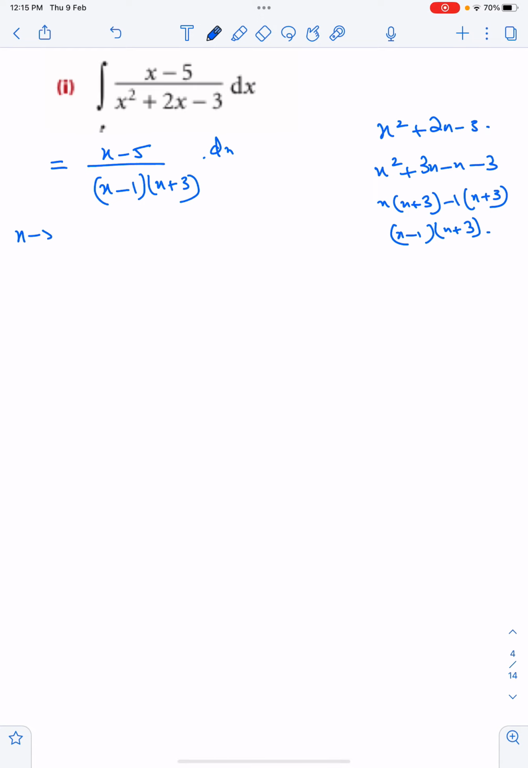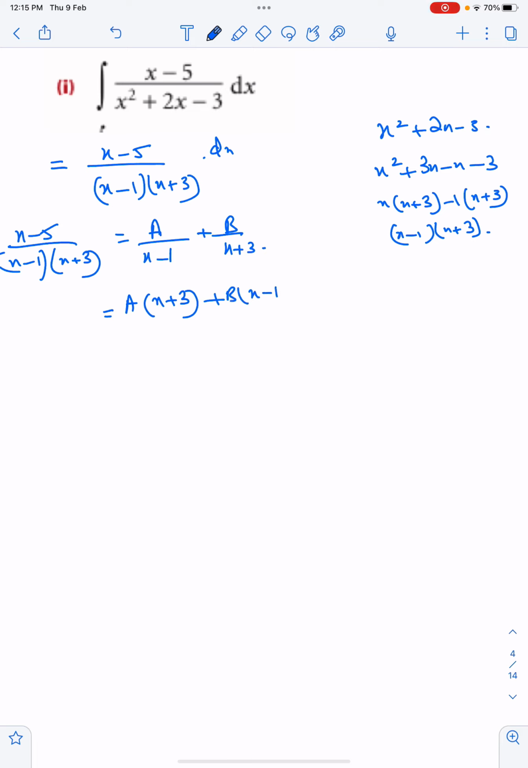I can write x minus 5 upon x minus 1 into x plus 3 as, I'm going to divide it into two linear factors, A upon x minus 1 plus B upon x plus 3. Okay, I'm going to multiply A by x plus 3, and I'm going to multiply B by x minus 1. Okay, and I have x minus 5.